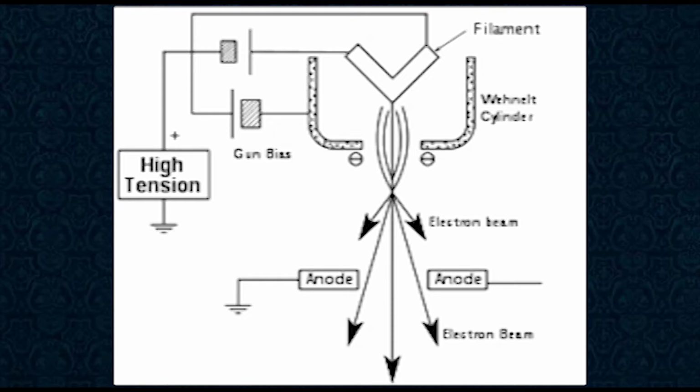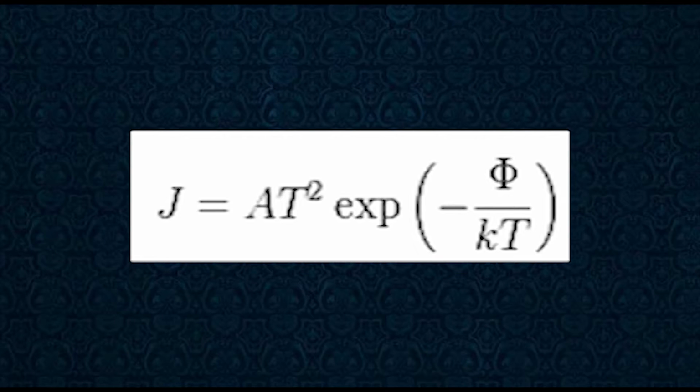The gun is designed to create a beam of electrons exiting from the assembly at some given angle, known as the gun divergence semi-angle. The thermionic emission current density J can be related to the work function of the emitting material by Richardson's law shown here. The variable A is the Richardson's constant, phi is the work function, and T is the temperature of the material.